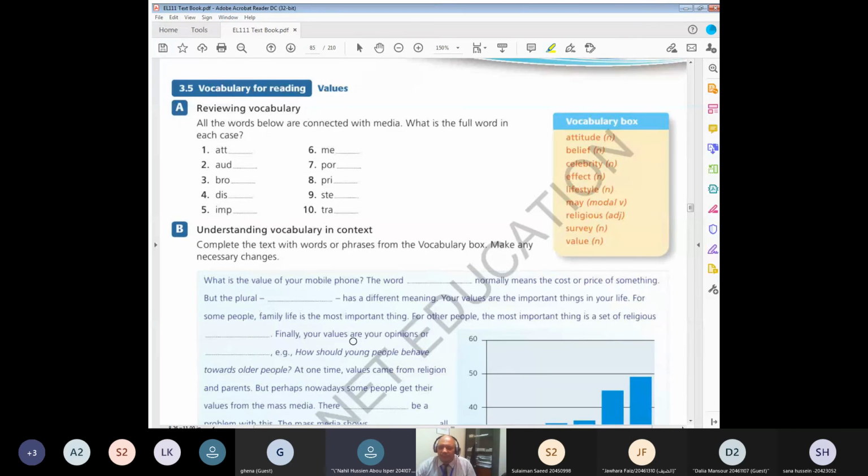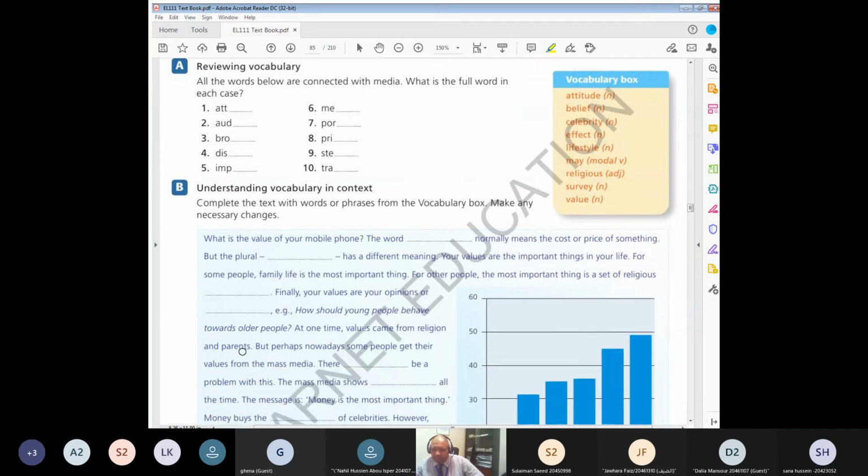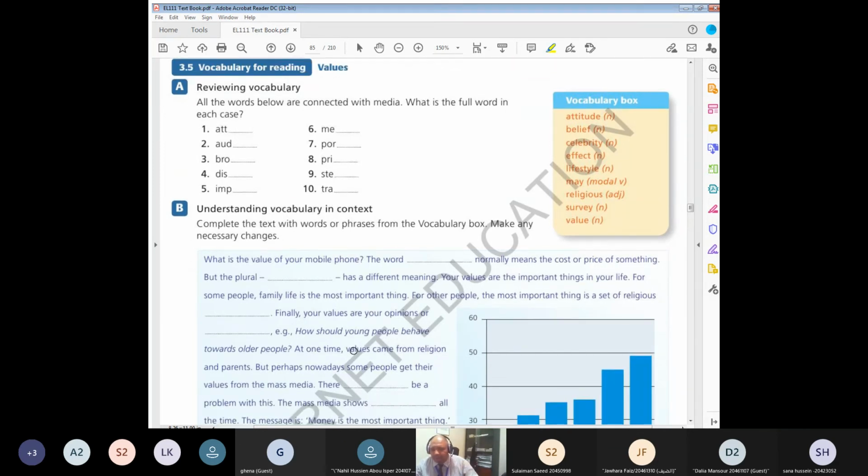Okay, so the value of something is its importance, whether we're talking about money or even its abstract value. So when I say the value of a mobile, I mean its price, and also when I talk about the value of a mobile, I can also talk about how important it is in making communication easy. So it can be material and moral.